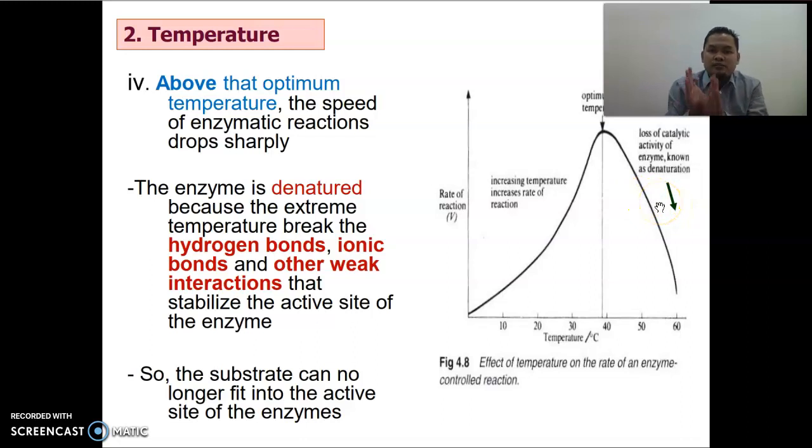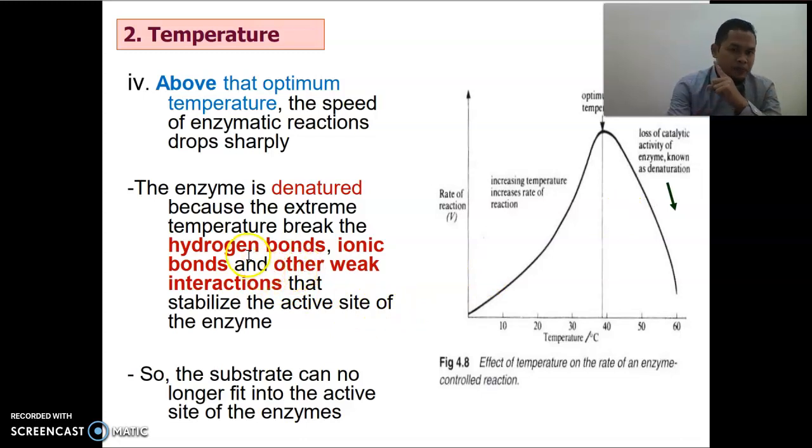Because of the extreme temperature tadi, enzim ini dibina daripada protein. So, bila suhu yang melebihi optimum, dia akan menyebabkan struktur protein juga akan denatured, akibat daripada semua ikatan yang membina enzim tadi akan broken down. Contoh-contoh ikatan yang akan terkesan apabila suhu itu tinggi.